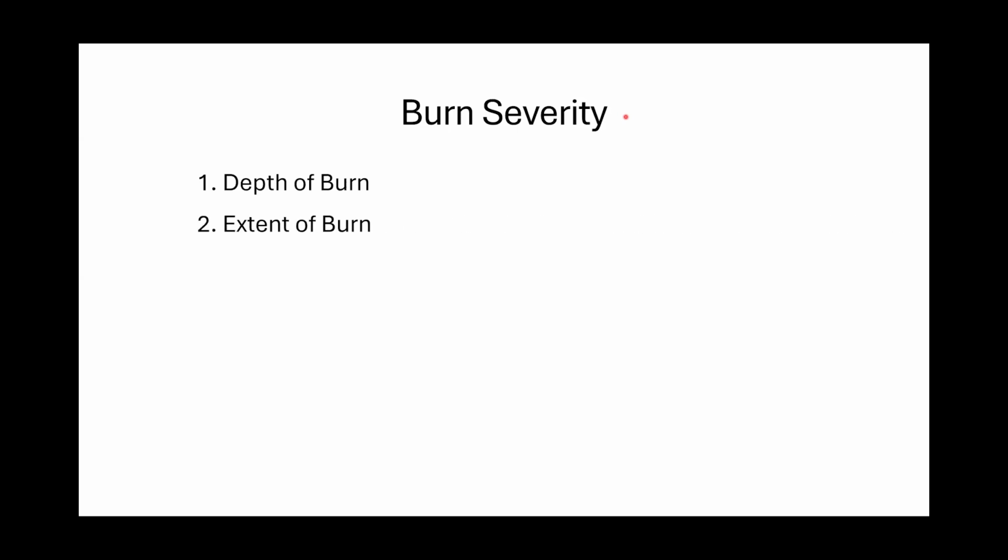We have next the extent of burn. So, this is the percentage of body surface area that's going to be involved in the burn. Third is going to be the critical areas, or if there are any critical areas involved. This is going to change things. Obviously, there are places in the body which are more significant if they're impacted by the burn than other places in the body.